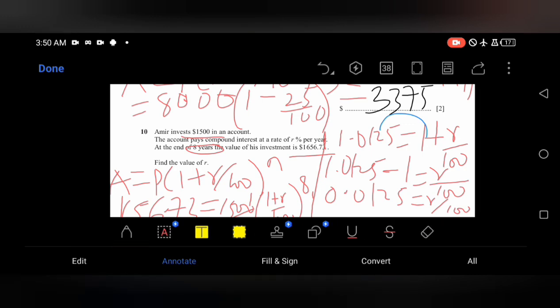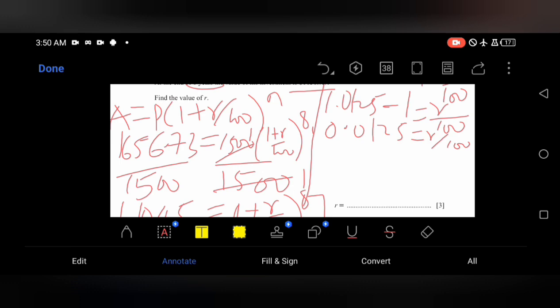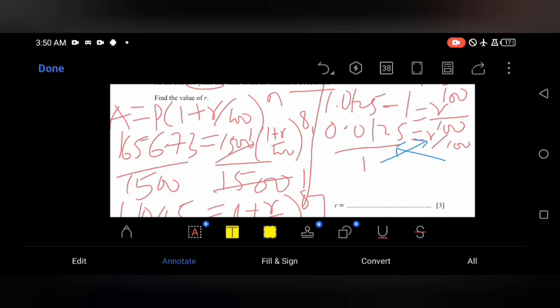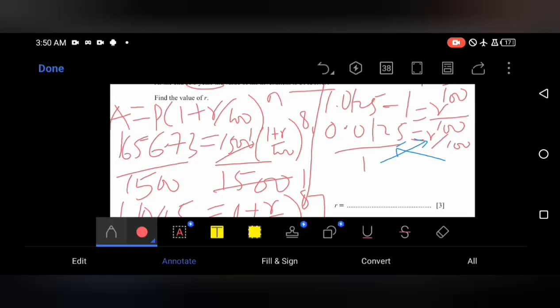So in this case, for us to find the value of R, it means we are going to cross multiply. This is like over 1. So by cross multiplying, R times 1 will give us R, and that will be equal to 0.0125 times 100. So 0.0125 times 100 will give us 1.25. So it means that the value of R equals 1.25. That is the solution to the problem. Thank you.